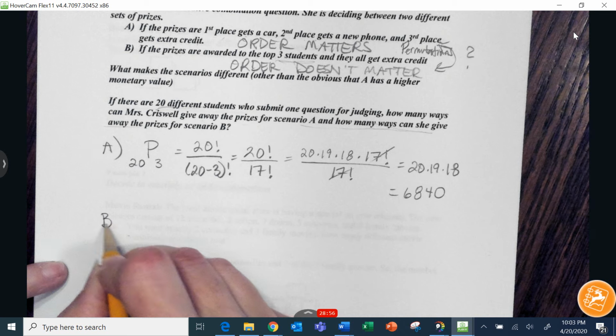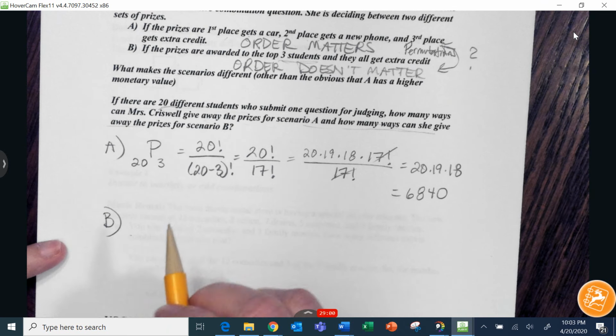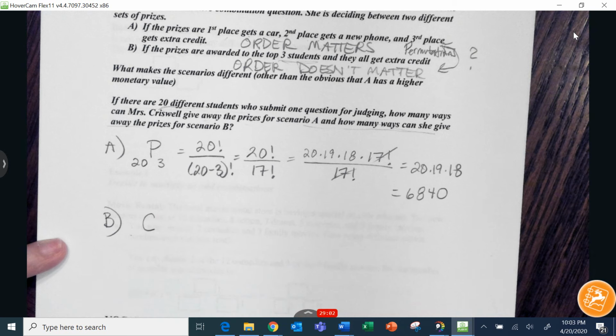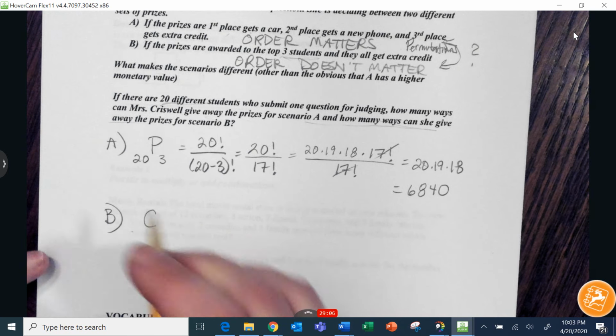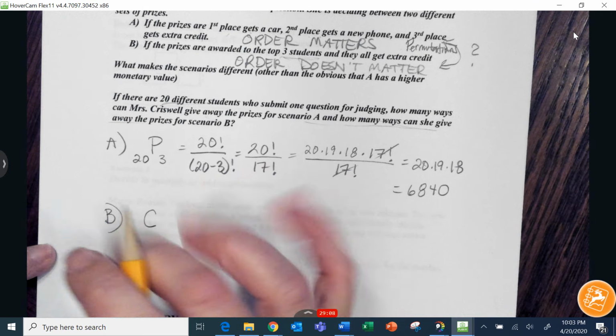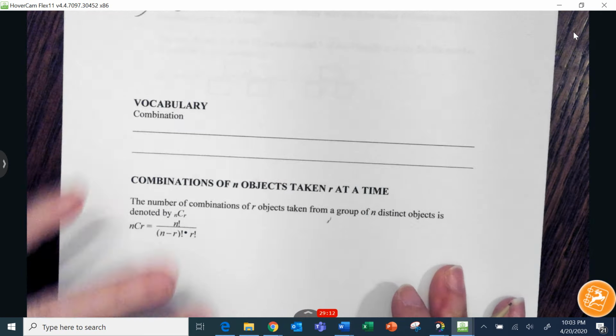Now, scenario B, we're about to learn. Scenario B, where the order doesn't matter, it's going to be called a combination. So we're going to come back to that in just a moment. Okay. So combination.